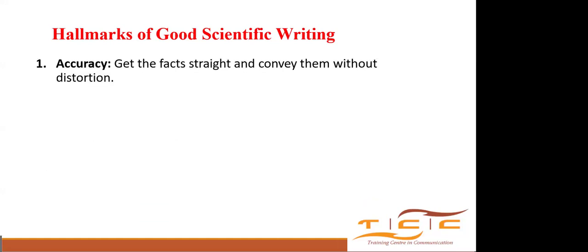But let's get back to what you would consider to be the qualities of good scientific writing. Of course, one has already come up. Any other? Okay, so one of them is accuracy. You need to get the facts straight and convey them without distortion. So when you are writing your papers, make sure that whatever you are putting out to us is accurate. So accuracy is one of the hallmarks.